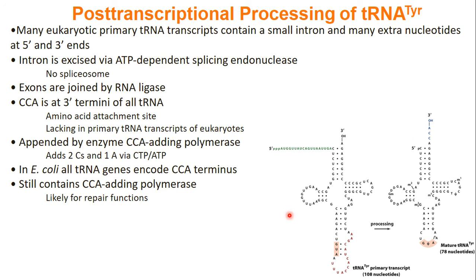But E. coli do have the CCA-adding polymerase. And the idea is, in case something went wrong with the 3' tail or it got damaged, this polymerase could go and repair its function, because remember, we need the CCA to attach our amino acid to. So if we don't have this, the tRNA is going to bind to the ribosome but be worthless because it's not giving an amino acid away.